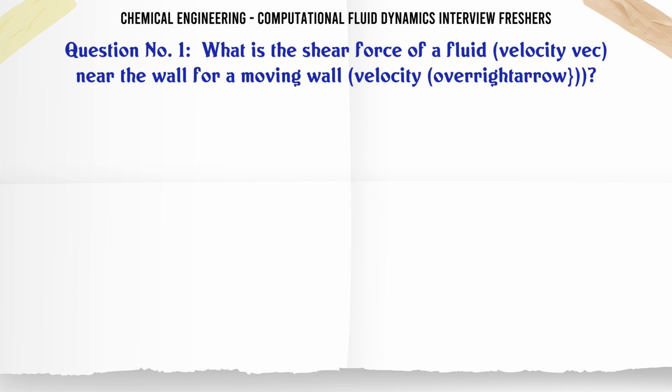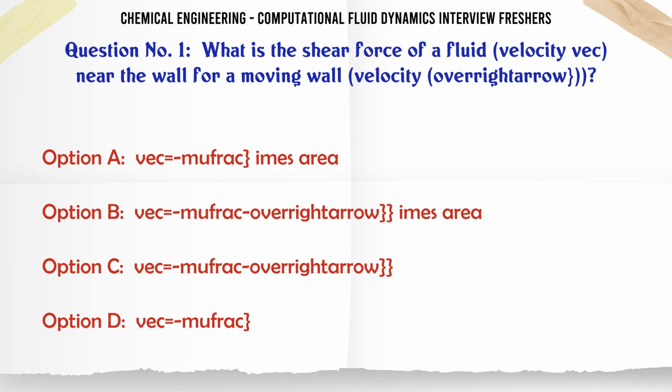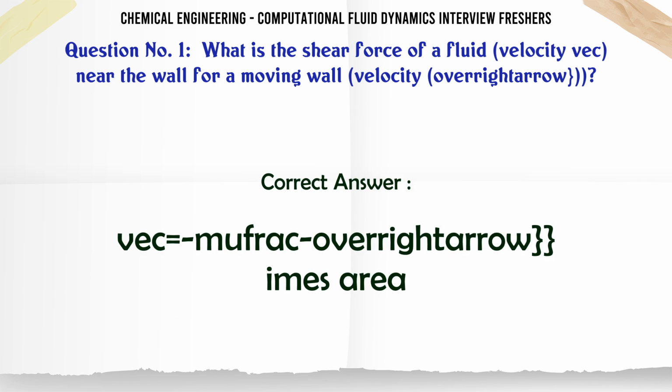What is the shear force of a fluid velocity V near the wall for a moving wall velocity U_wall? A. F = μ (V − U_wall)/ΔY × area. B. F = μ (V − U_wall)/ΔY × area. C. F = μ (V − U_wall)/ΔY. D. F = μ V/ΔY. The correct answer is F = μ (V − U_wall)/ΔY × area.